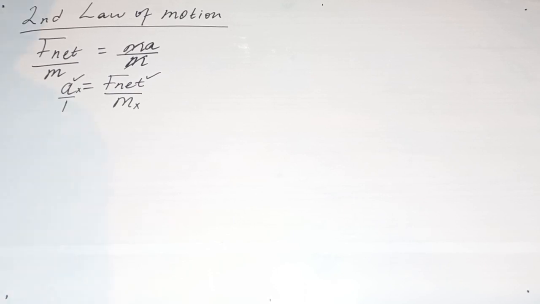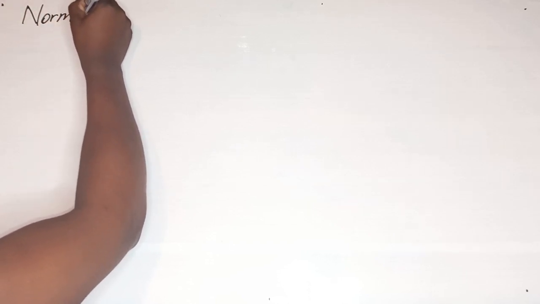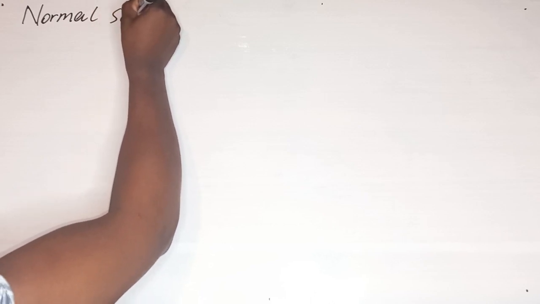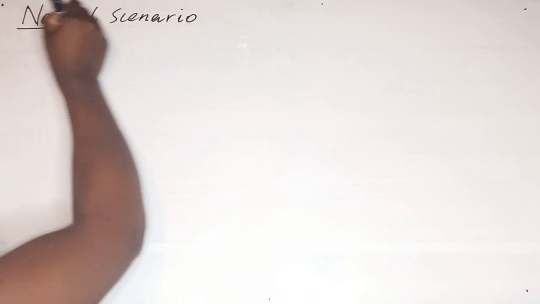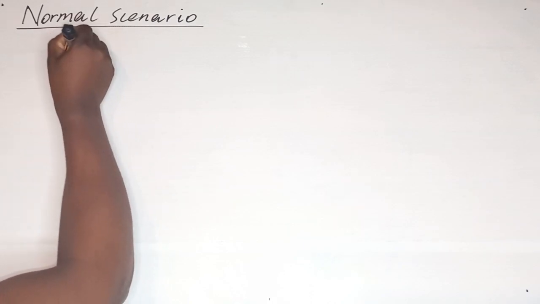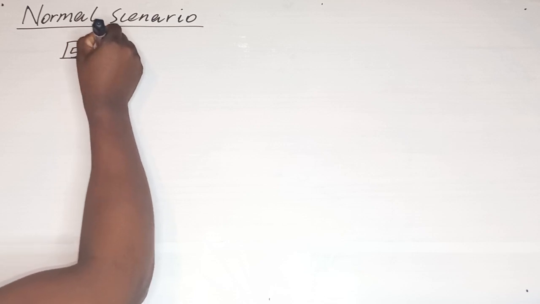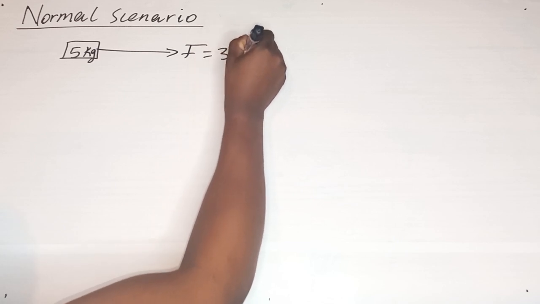Right, so moving on with our calculations now, we're going to start our real calculations. Normally I just call them scenarios. So let us say we have the normal scenario, where we have an applied force applied horizontally on an object. Let us say we have a 5 kg block, and we apply a force of 80 newtons horizontally.